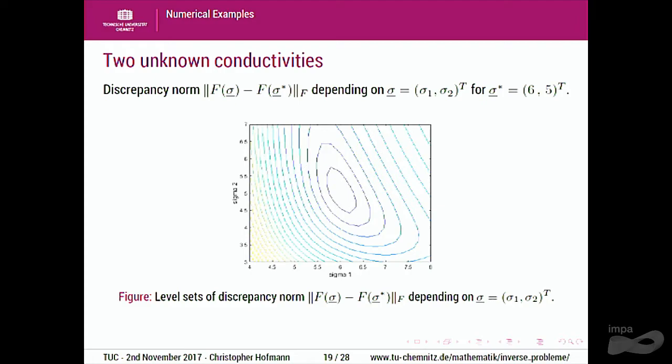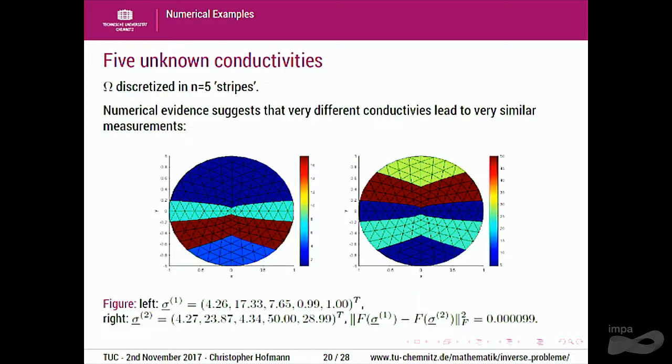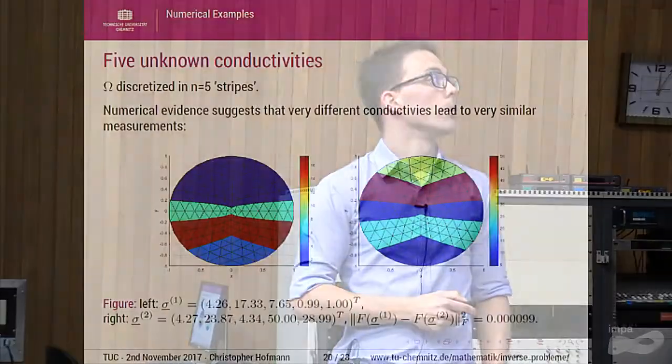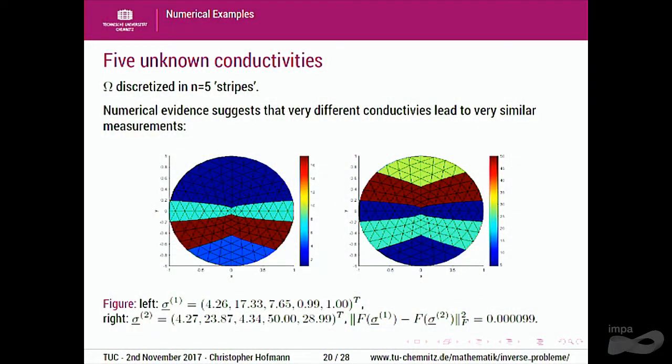So the next step was to increase the discretization. We used n is 5 with more strips. And again, we did loads and loads of forward calculations. Our assumption was that F is not injective, and we have seen that very different conductivity vectors sigma might lead to the same measurement. So the norm between the two of those is very small. As you can see here, totally different values. So our assumption was, again, that this F is injective.